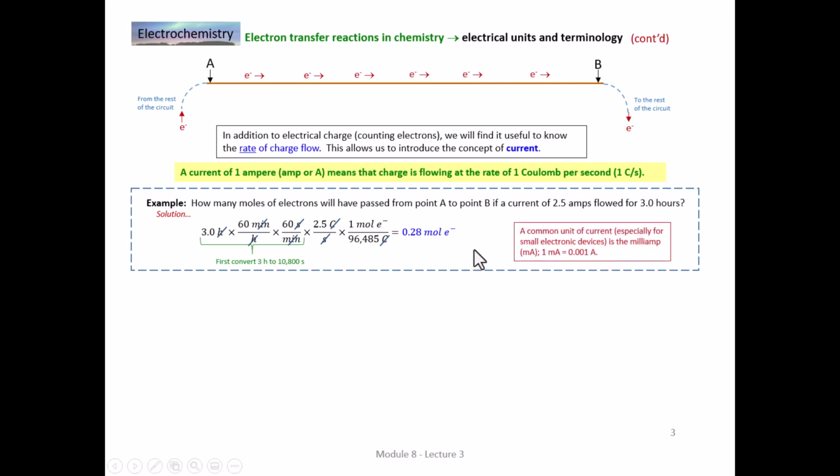Keep in mind, a common unit of current, especially for small electronic devices, is actually the milliamp instead of amps. A milliamp, of course, would be 0.001 amps.